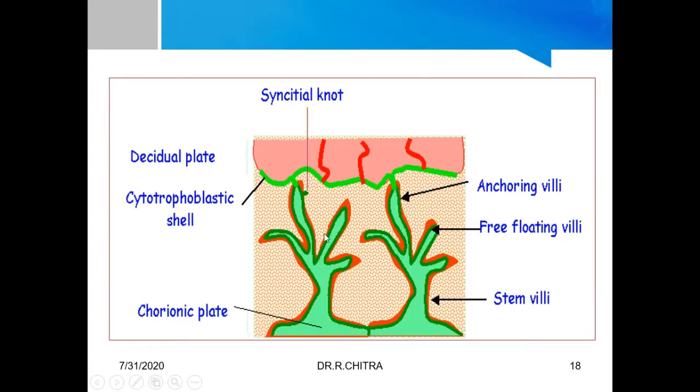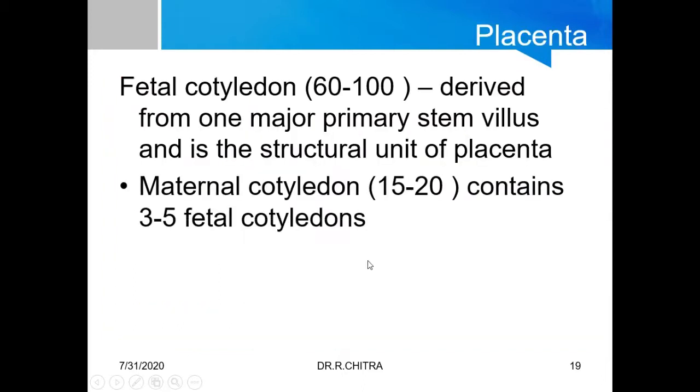So this is the diagrammatic representation of the decidual plate and the chorionic plate. This is the stem villus, this is the intervillus space. The stem villi, another name is the anchoring villi. From the stem villi come the free villi or floating villi. They are floating in the intervillus space, in the blood of the intervillus space, which is the maternal blood. What is a fetal cotyledon? It is derived from one major primary stem villus.